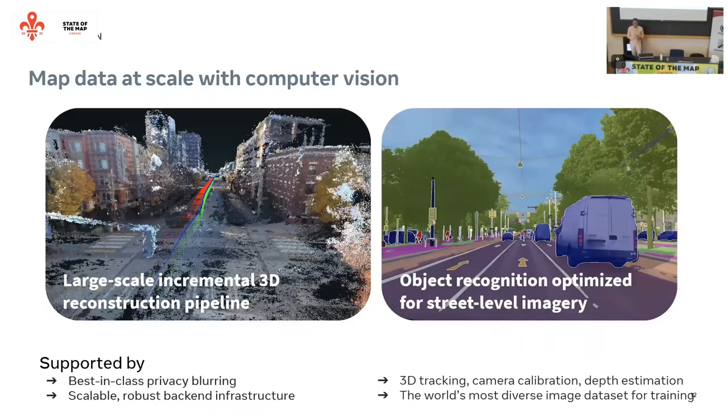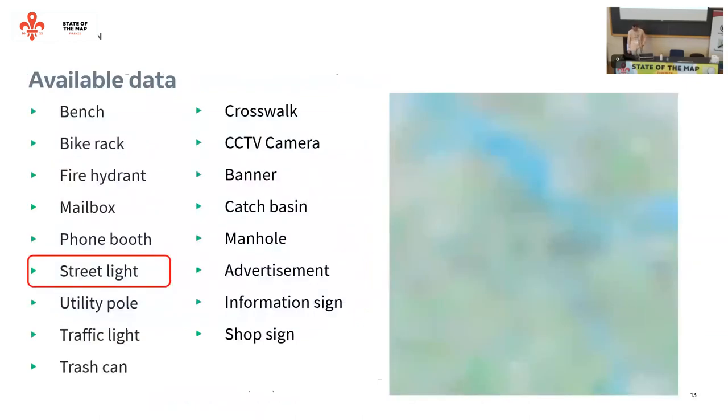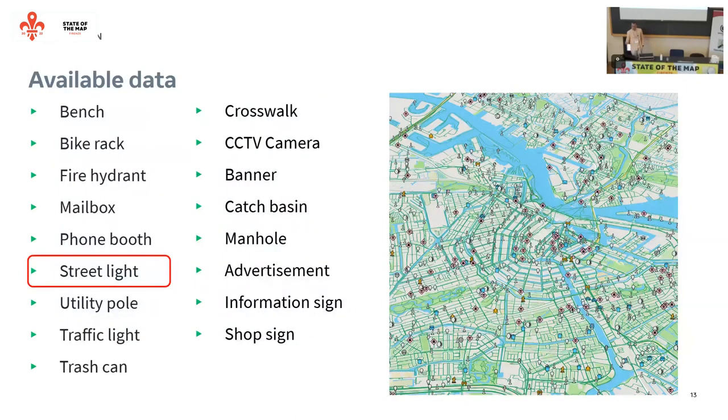Each time new users upload imagery to the same location, we iterate our 3D reconstruction, and it helps to improve our accuracy. Actually, this is one of the questions I was trying to answer: how does density of capture affect positional accuracy when it comes to map data extraction? Those are some of the objects we generate from street level imagery.